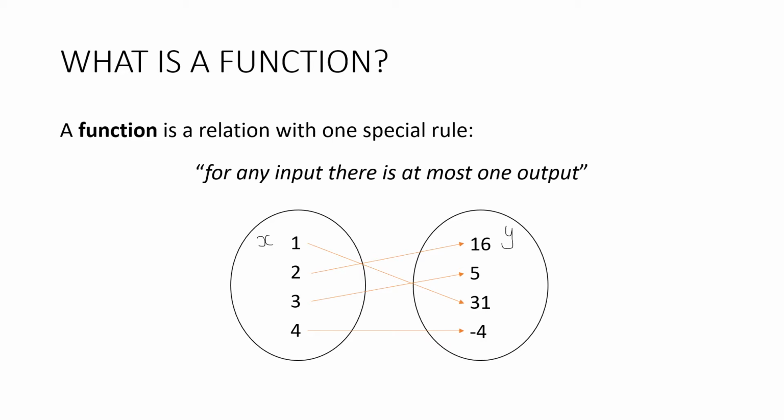A function is a type of relation. It has one special condition, and here it is. For any input, there is at most one output. So if we consider these to be the inputs for the function and this to be the outputs, for any x that I put in, there should be only one answer. So 1 here is mapping to 31, 2 is mapping to 16, 3 is mapping to 5, and 4 is mapping to -4. So this is a function.